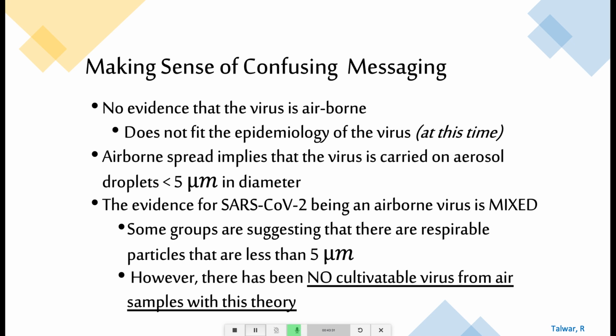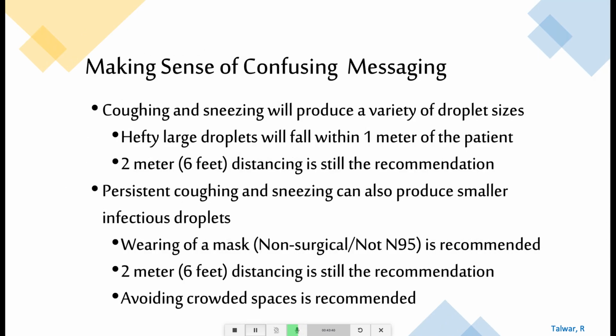So that's not the usual scenario that people are in. We don't live in a vacuum. So it's still believed to this day that it is a droplet spread virus. Coughing and sneezing will produce a variety of droplet sizes, generally the larger droplets, and they fall within a meter or so of the patient. So keeping personal distancing of at least 2 meters or 6 feet is recommended.